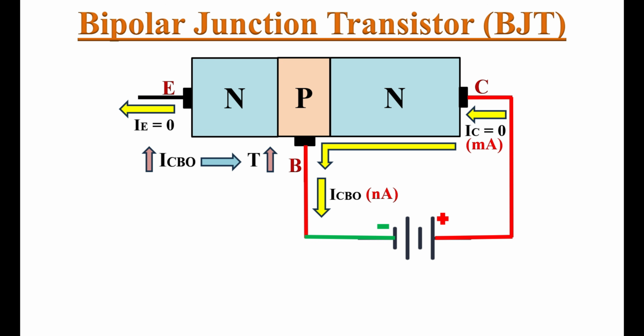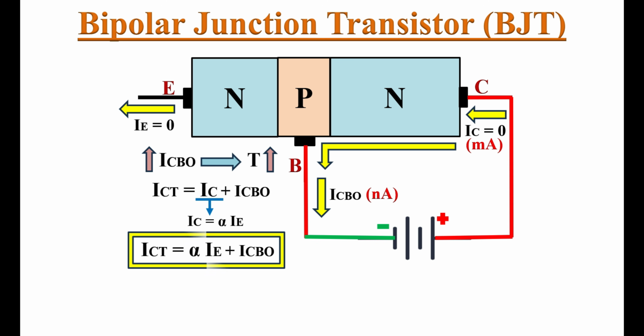Now the total collector current ICT equals IC plus ICBO. Here we can write this IC as alpha times IE. So if we represent the total collector current ICT in terms of the emitter current, that will be equal to alpha times IE plus ICBO. Hence this will be the total collector current which is flowing through this circuit.